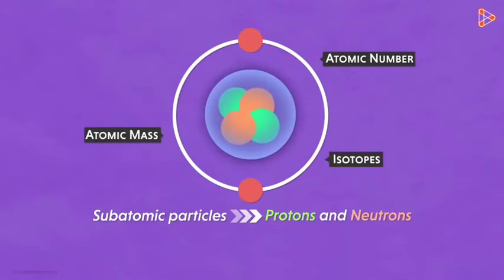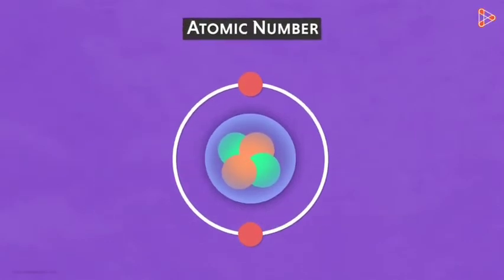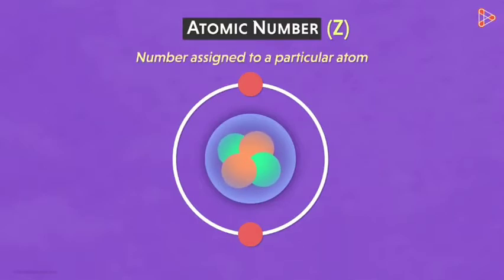Wait a second. Do we know what these are? What do we mean by atomic number? How is it different from the atomic mass, and what exactly are isotopes? Let's begin with the atomic number first. Atomic number is denoted by the letter Z. As the name suggests, atomic number means the number assigned to a particular atom.